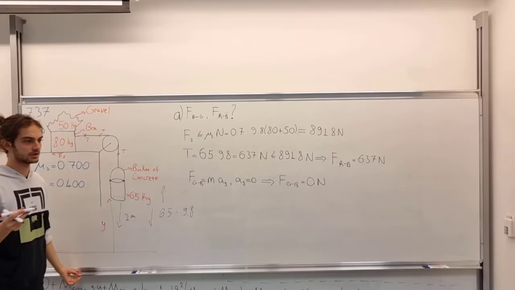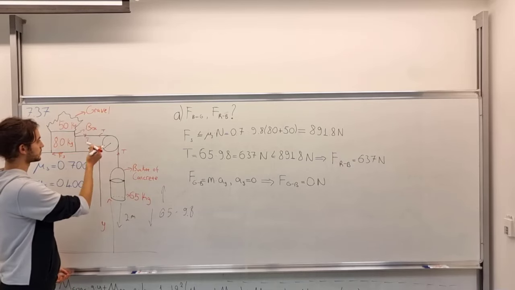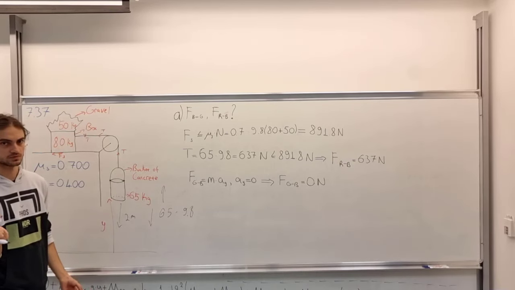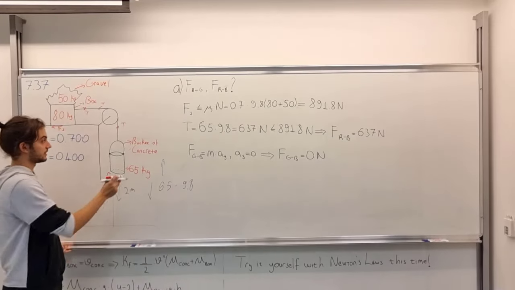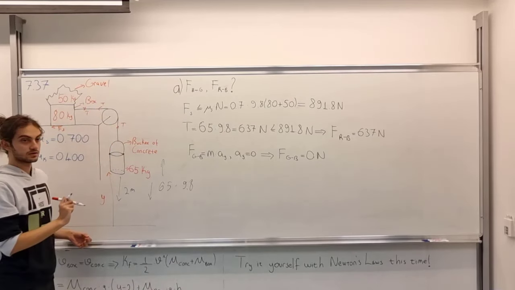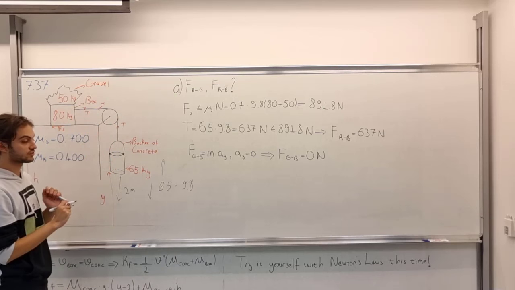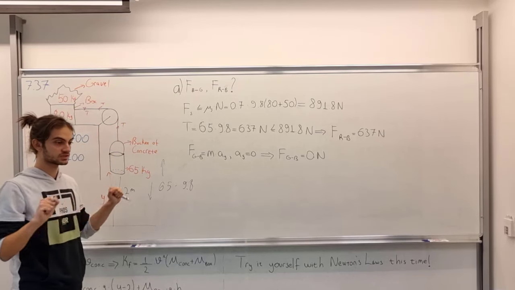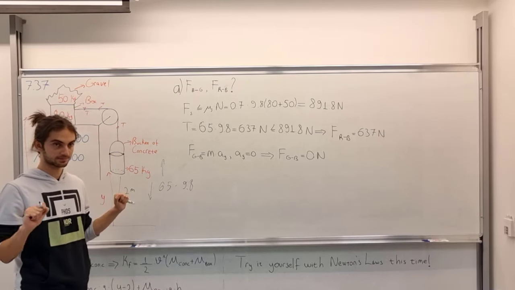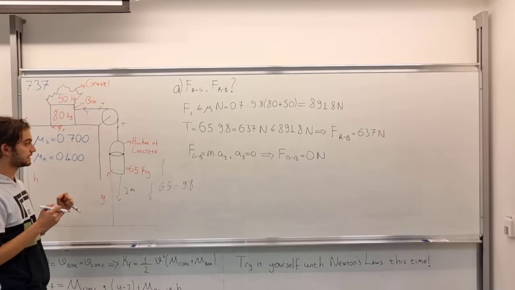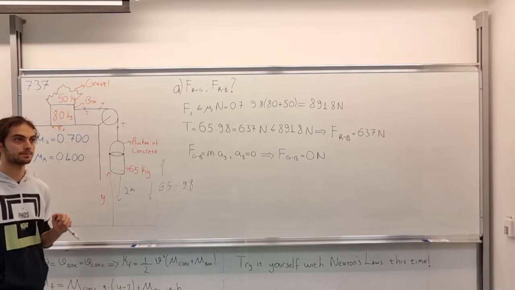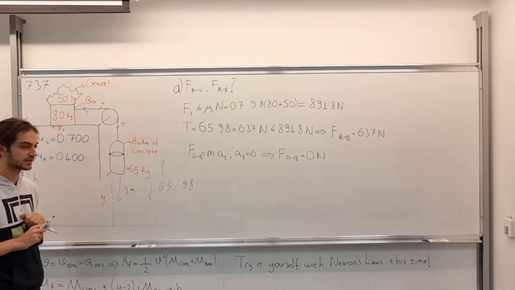We don't know individually the box's and the concrete's velocities. But what we know is that these are bound with a string. That string cannot stretch, so they have to move at the same speed. Why am I saying that?